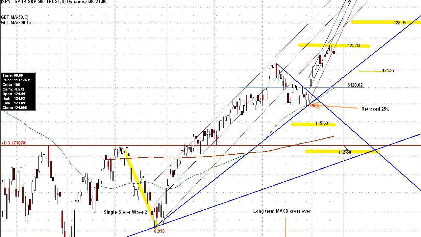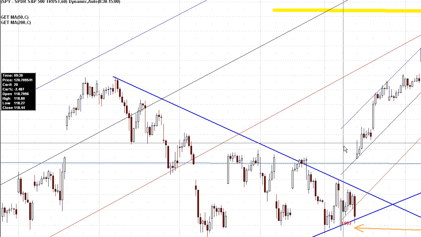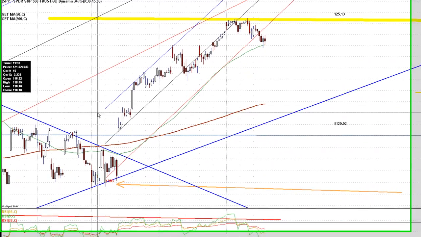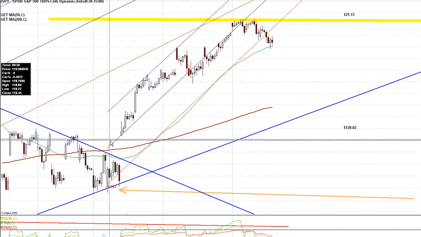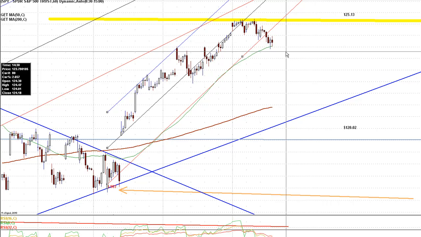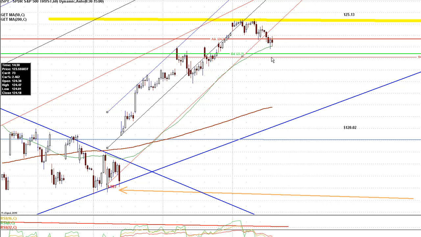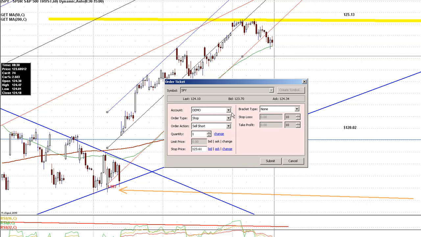Now, if you wanted to trade this market, which I particularly am going to trade, this is how I would do it. What I'm looking for is a break in this trend regression channel, which I drew earlier, which we broke here. And what I want to do is place my trade slightly below this level here. So we're going to sell short at 123.60.